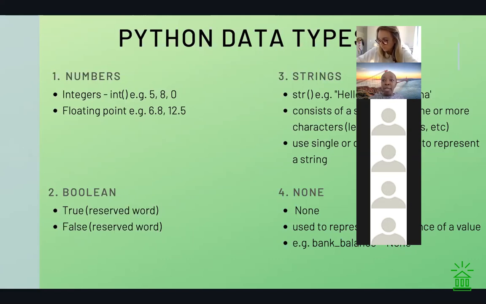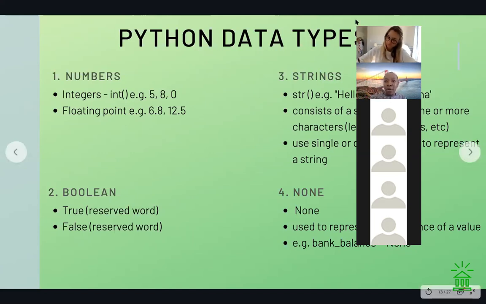Another one is a Boolean. Boolean values are True or False, and they start with capital letters. These are reserved words. Remember I mentioned reserved words? Reserved words have a predefined meaning in Python and you can't use them as identifiers. So your Booleans, True and False, are reserved words.